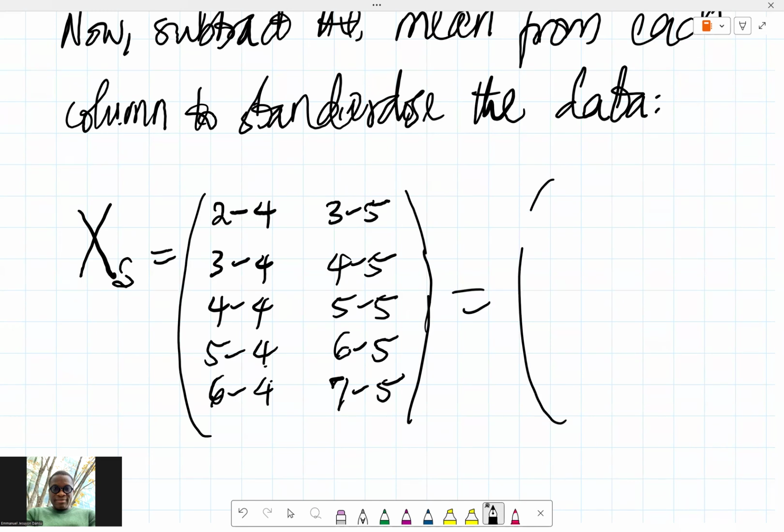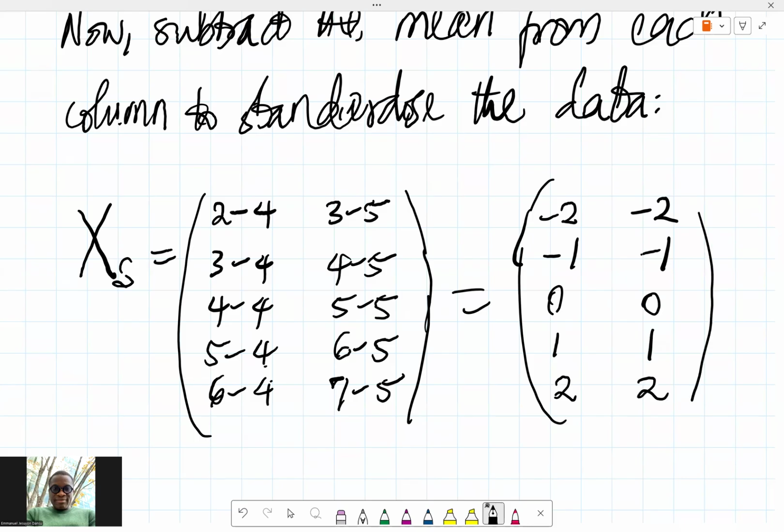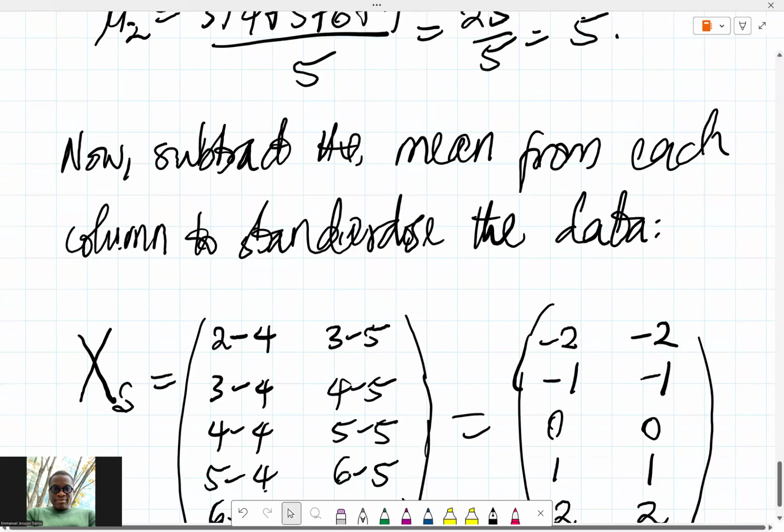And then we have 2 minus 4 is minus 2. 3 minus 4 is minus 1. 4 minus 4 is 0. 5 minus 4 is 1. 6 minus 4 is 2. Next, 3 minus 5 is minus 2. 4 minus 5 is minus 1. 5 minus 5 is 0. 6 minus 5 is 1. 7 minus 5 is 2. So we have the standardized data right there. That's the first step done.